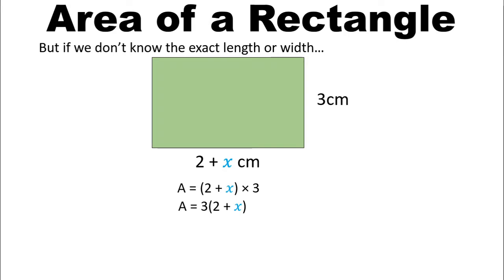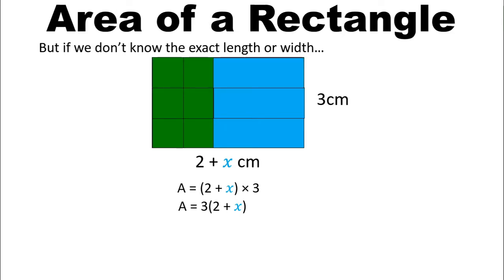Again, let's use our diagram to explain why we multiply 3 by all the terms inside the bracket. Although I don't know what the length of this rectangle is, I know that it is 2 centimeters plus some unknown length. That's the length across the bottom, and I could repeat that 3 times up the side. So 2 centimeters and some unknown length, 2 centimeters and some unknown length. Altogether, I've got 3 sets of 2 centimeters in each of these rows. I've also got 3 sets of this unknown length, so 3 times this x length.